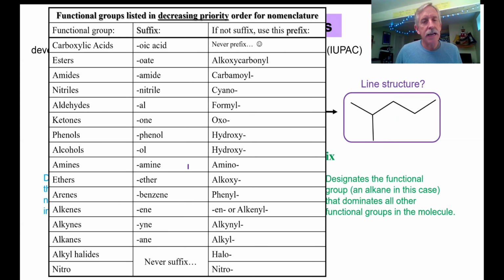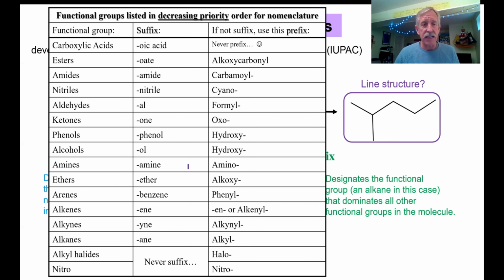In doing any kind of nomenclature, it's really important, if we're going to try to figure out who's the suffix and who's the prefix, that we have some sense of priority. Which functional group dominates? What if I have multiple functional groups on my molecule? Who's going to be the suffix? Who's going to be the prefix? Who wins? So in this situation, I have a table here that's listed by most dominant suffix.